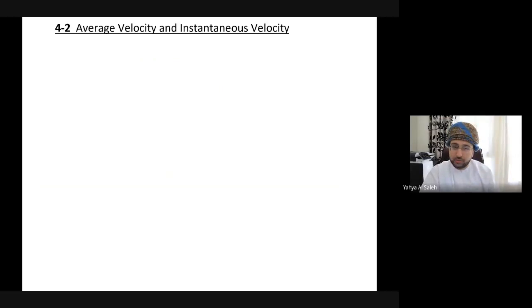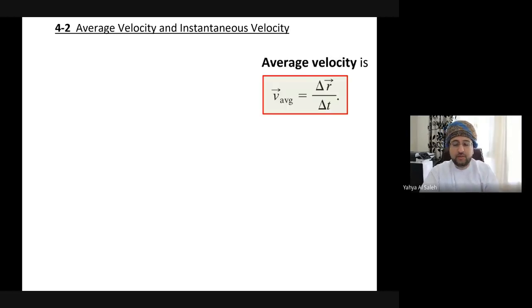Let's speak about something else we spoke about in the previous chapter: average velocity and instantaneous velocity. Most of you will start to find this boring by now because we have seen this before. Just carry on with it. Average velocity was delta x over delta t. It now becomes delta r over delta t. Very simple. We just took x and we put in x, y, and z, R.